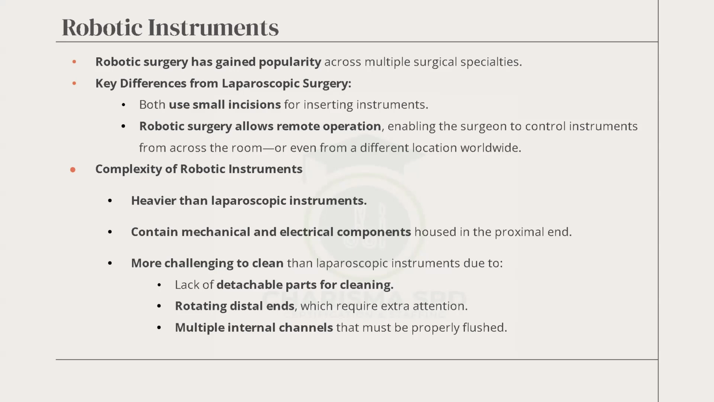They have two controlling devices, one on the right, one on the left. They control both of them at the same time to win the game. That's how robotic machines work. You cannot use a robotic instrument without the machine. It will not work.